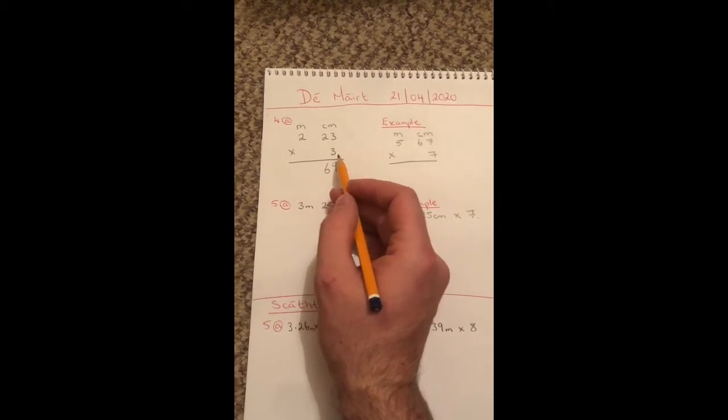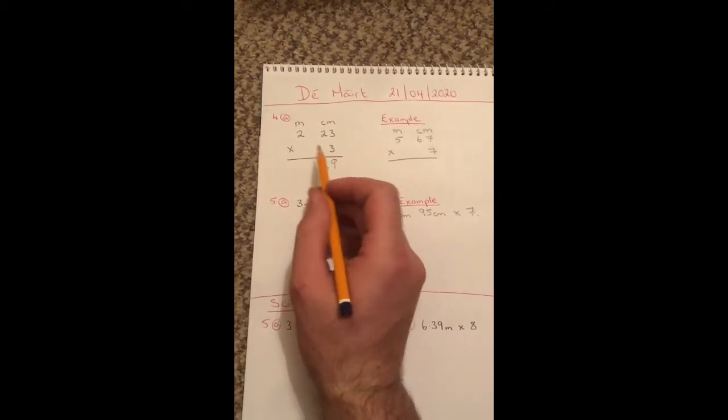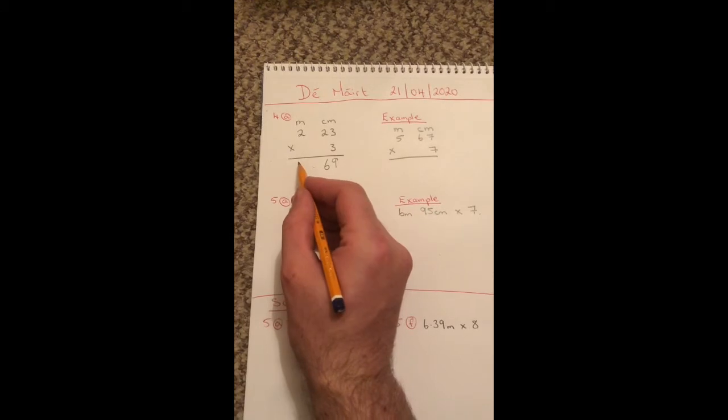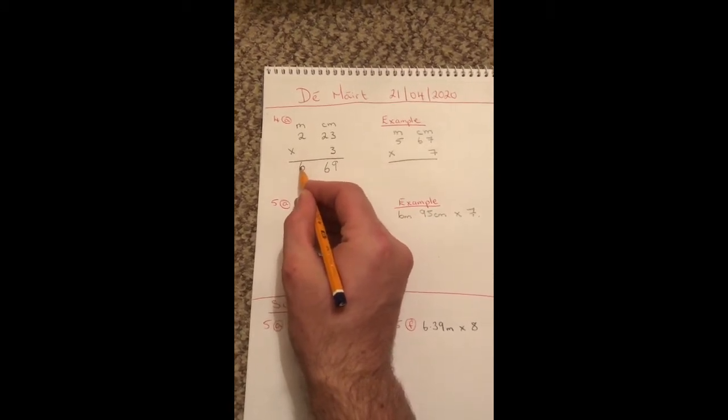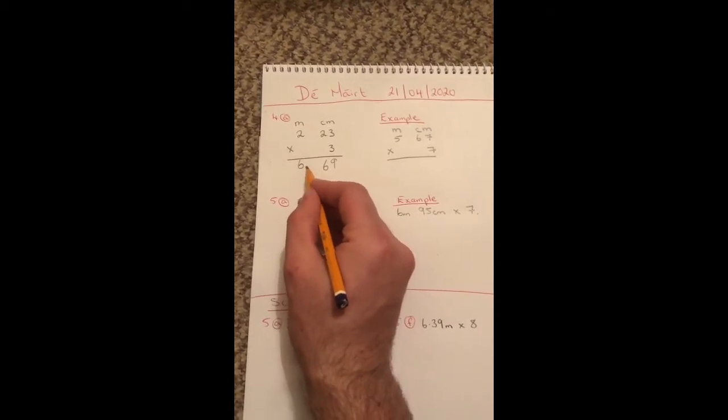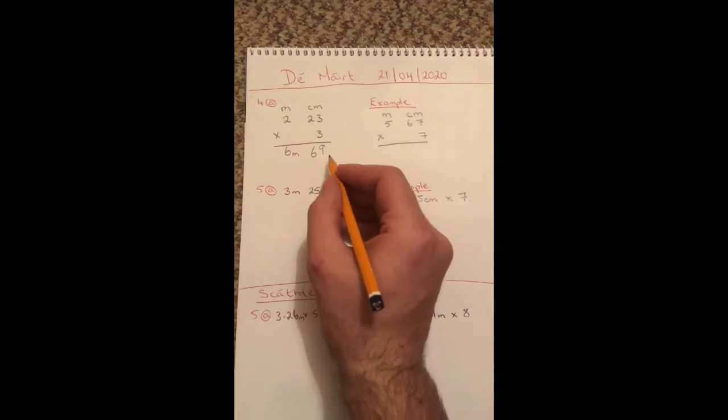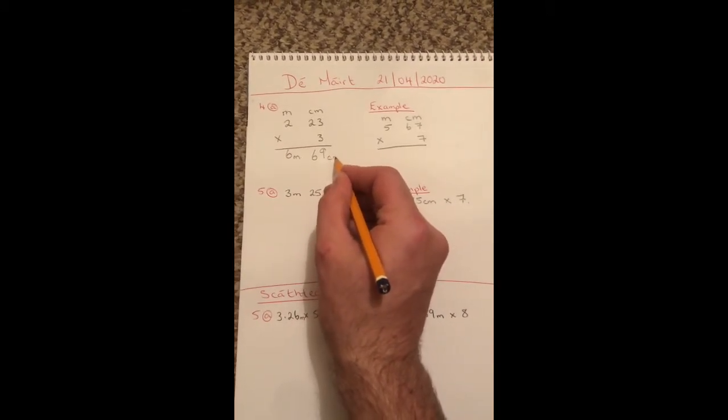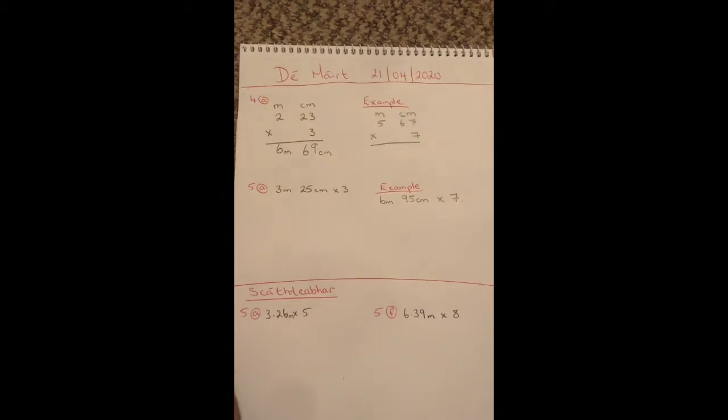And then our final part is to multiply 3 by the last number, which is 2 again. So 3 2s is 6. So the answer to the first one then is 6 meters and 69 centimeters. So that's question 4a on the maths plan.